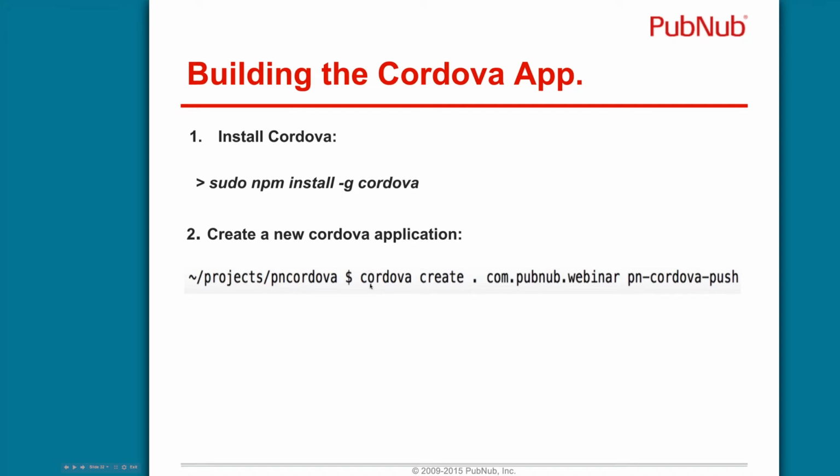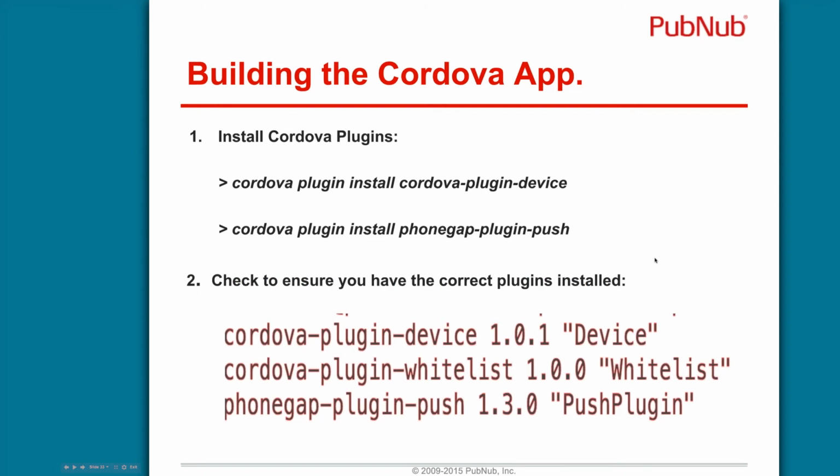Okay. So to create an application, it's pretty straightforward. cordova create, then what directory you want to create the app in. So that's the dot there. And then you have the ID, which is usually a reverse domain name. And then the name of the app itself. So PN Cordova push. After you create the app, you're going to want to install a couple plugins.